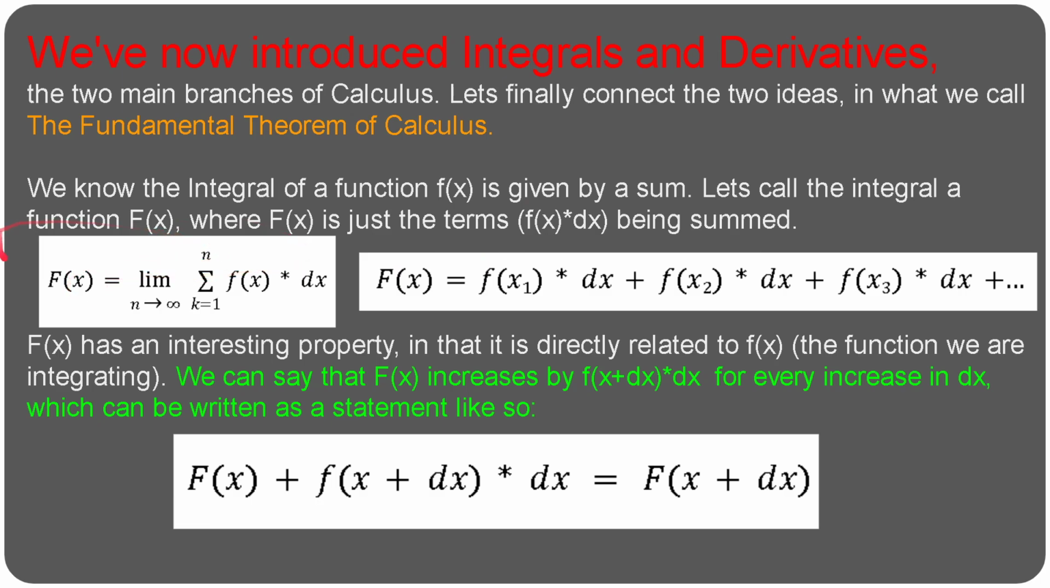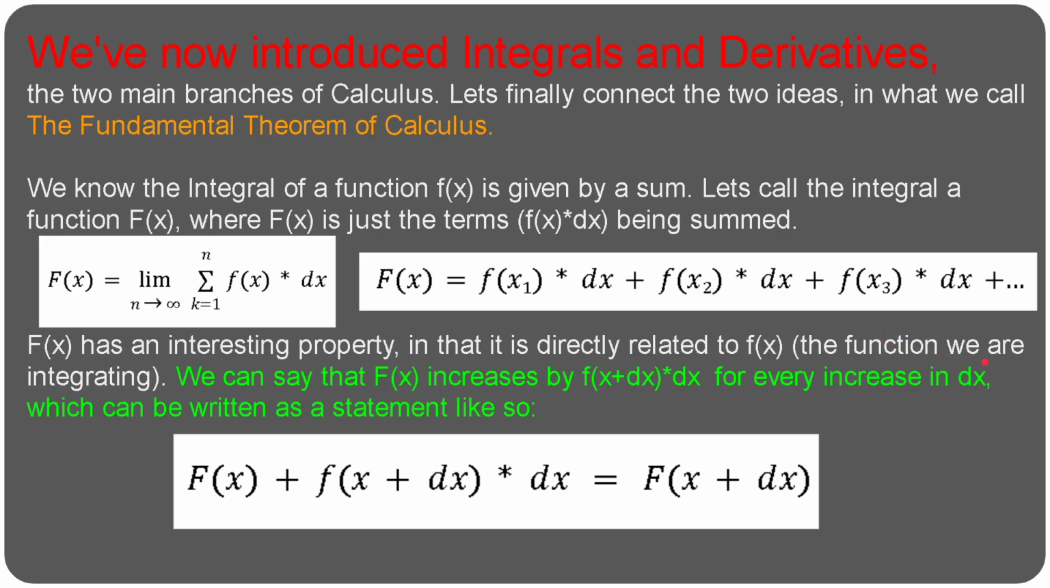So this is what capital F of x looks like written out. You have f of x1 times dx plus f of x2 times dx plus, you're adding an infinite amount of terms together. F of x has a very interesting property in that it is directly related to f of x, lowercase f of x, which is the function that you are integrating.